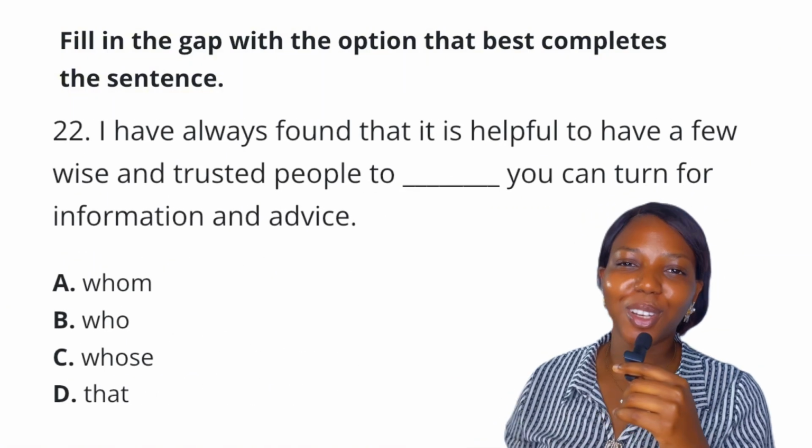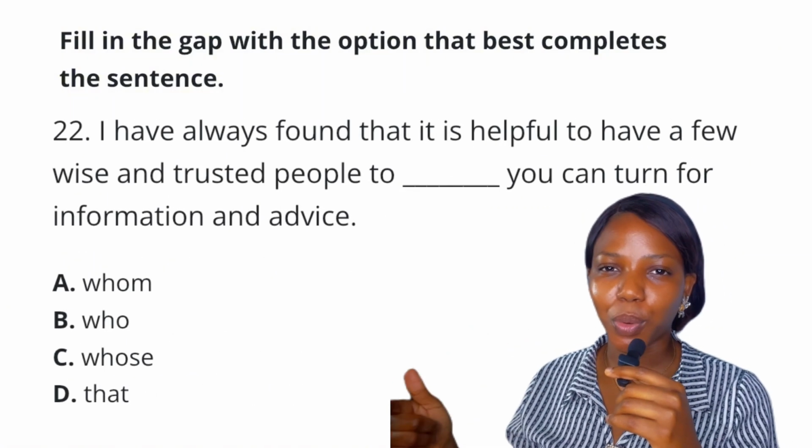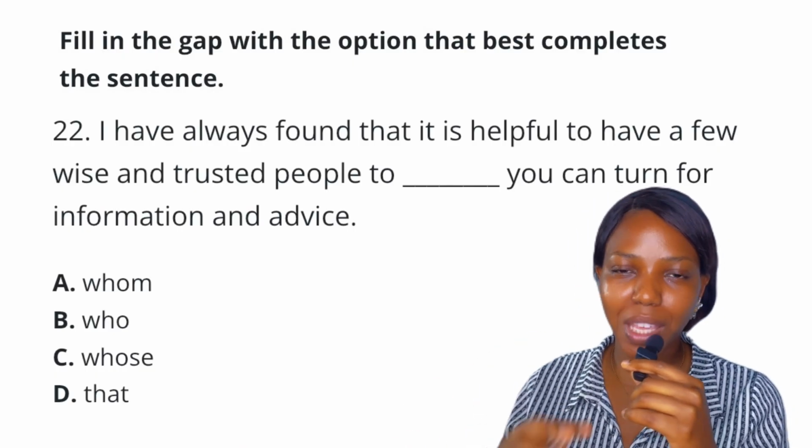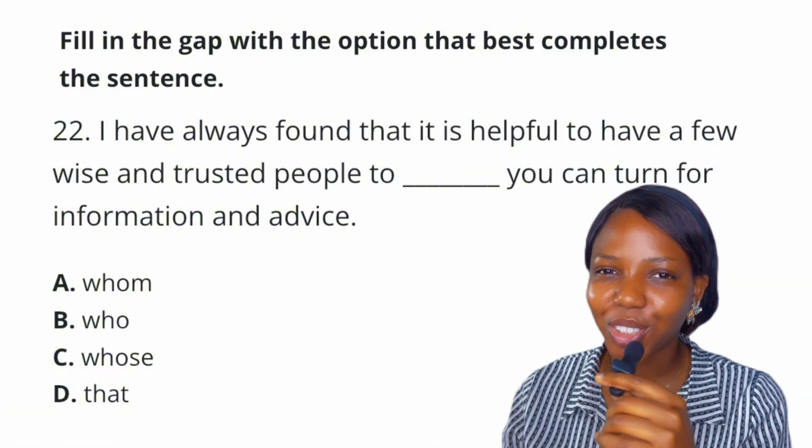Two. Now I know that your guess is between whom and who. They are both pronouns, right? Who is a subject pronoun, whom is an object pronoun. Now this question is simple.